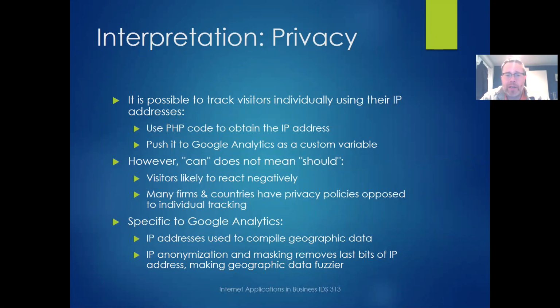Now, specific to Google Analytics, it uses the IP addresses to compile all the geographic data. So think of it as analogous to phone numbers. They can use IP addresses to figure out the approximate geographic location of a user. But Google only uses part of the IP address, so they can figure out what region you're from or what metropolitan area, but they're not going to find a particular house that you're from. Again, you can do that on your site if you want to, but customers are likely to react negatively.